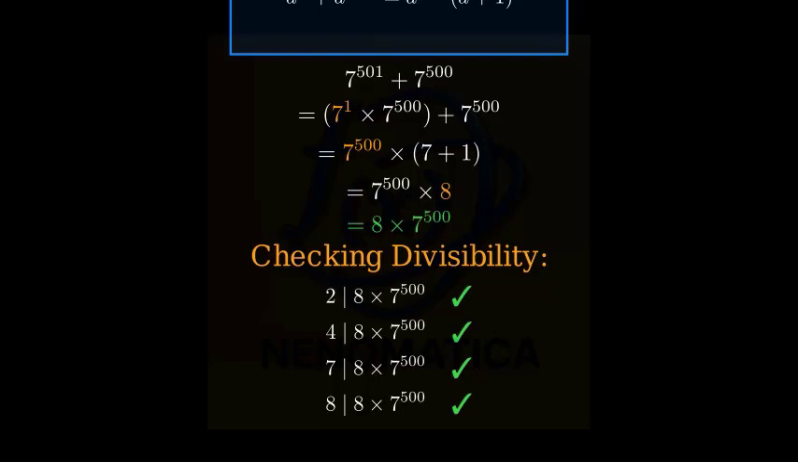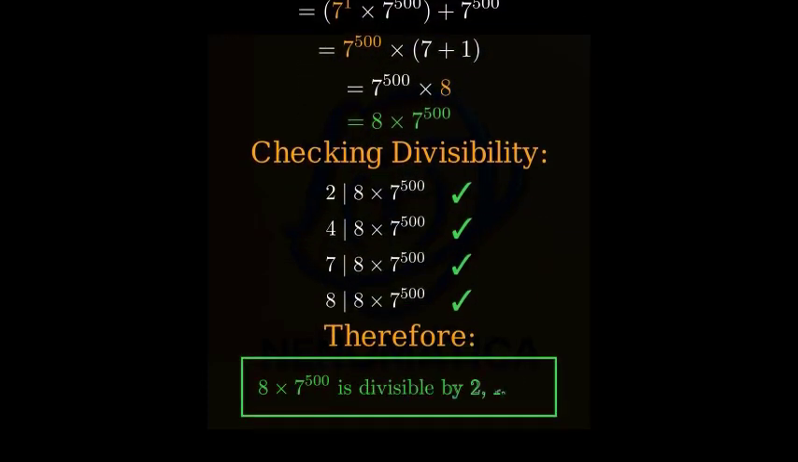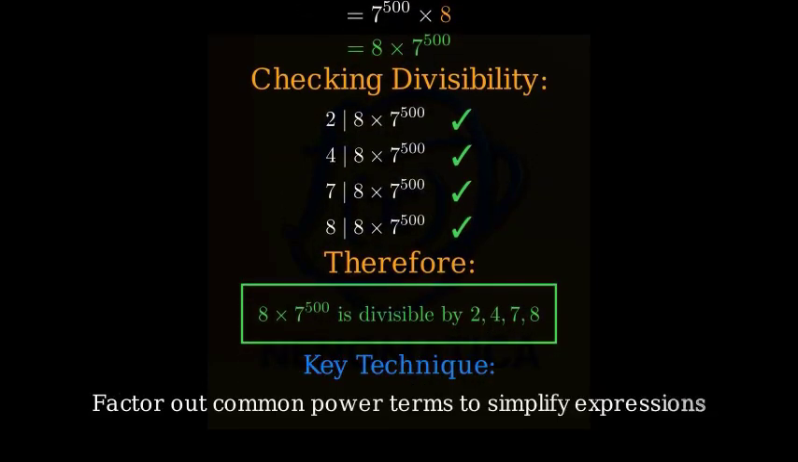To summarize, we approached this problem by, first, recognizing we could apply the exponent property to rewrite the expression. Second, factoring out the common power of 7 to the power of 500. Third, simplifying to get 8 times 7 to the power of 500. And finally, checking that this expression is divisible by all required numbers. Remember, when working with sums of powers, looking for common factors is often the key to solving divisibility problems efficiently.